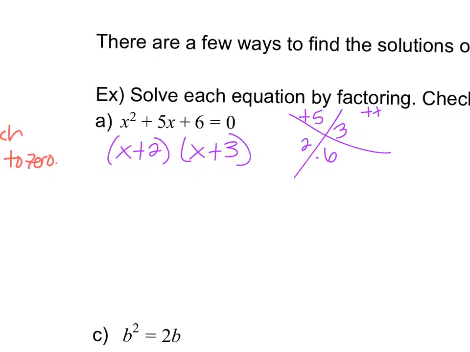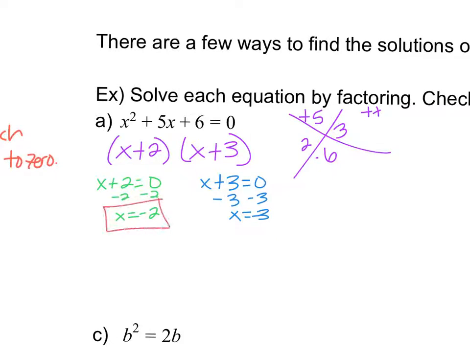All right, now let's set each piece equal to 0. So we'll have x plus 2 equals 0 and x plus 3 equals 0. And solve it. So you would minus 2, so x would equal negative 2. And then you would minus 3 to both sides, so x would equal negative 3. Okay, so your solutions, this one has 2, would be x equals negative 2 and x equals negative 3.